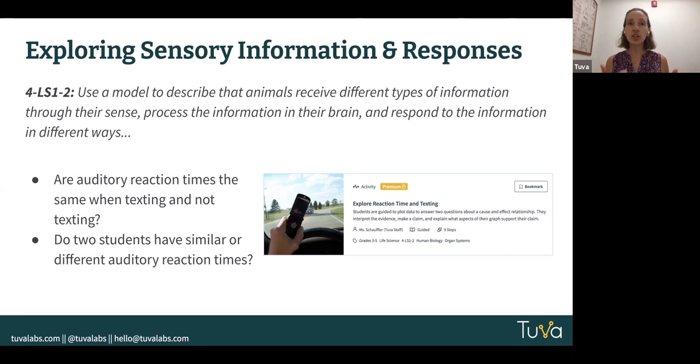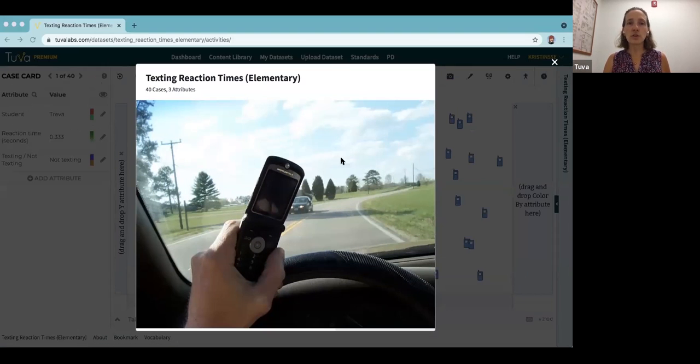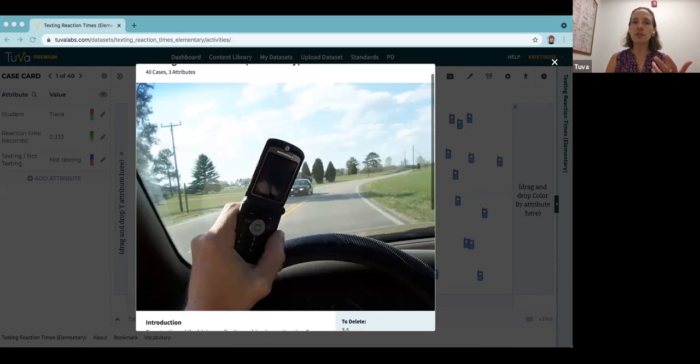And so we can look at a study that looked at reaction times to an auditory response, that information coming in using their senses, and ask questions like, are auditory reaction times the same when you're texting versus when you're not texting? Or do these two students in this study have similar or different auditory responses? So we'll be using this data set, the texting reaction times from Tuva, to explore these questions.